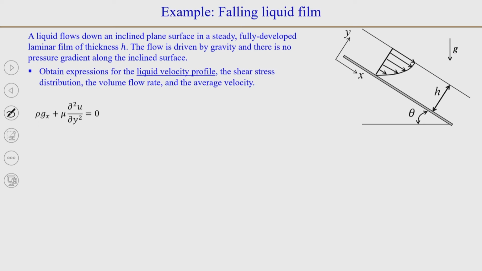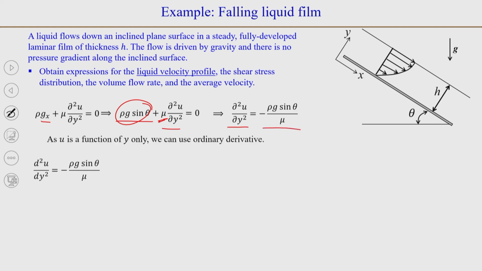Now, we can simplify this equation and integrate it. So, we can substitute what g x is. We just saw that g x is g sin theta. So, this term becomes rho g sin theta plus mu dou 2 u by dou y 2. Before integration we can take this term on the other side, and mu also on the other side. So, this becomes dou 2 u by dou y 2 is equal to minus rho g sin theta by mu, and we can integrate it.